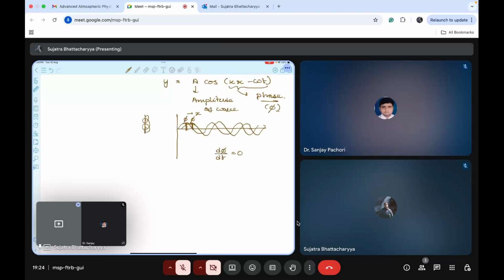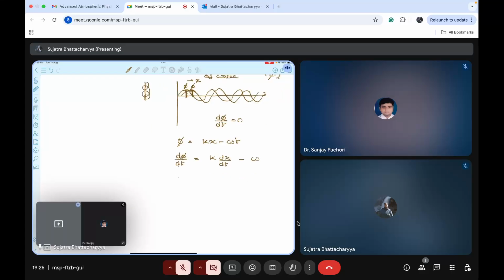But the wave is propagating. So we will see what velocity it will propagate with. What is phi? We have already seen that kx minus omega t is phi. Let's differentiate with respect to time. So what do you get? k dx by dt minus omega. This is 0 because the phase is not changing.